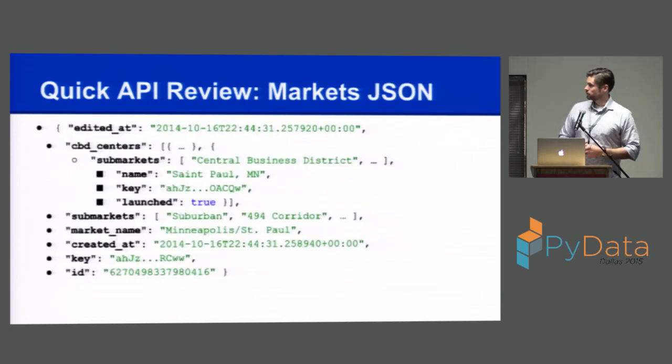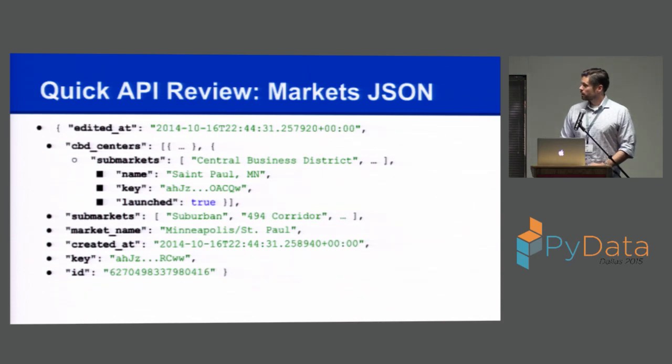So, okay, good. That payload we can read. The example result from the market search gives you the last time it was edited at, the list of CBD centers and submarkets, unique keys, the submarkets within it, and the market name. So if you pull it down, you can store this information, and if you want to get a unique market later, you can just get it with a key.